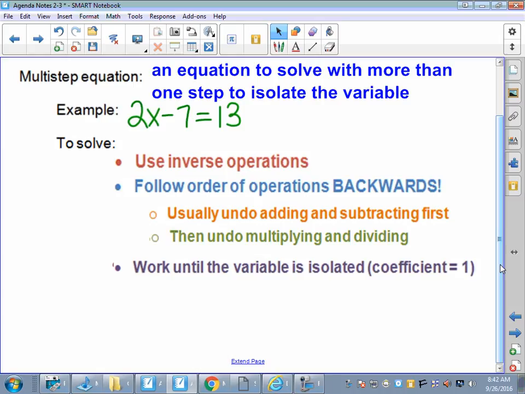In the example I wrote up above, the coefficient was 2, so we know we'd have to divide by 2. That would be last, so we'd start by adding 7 to both sides. Dividing by 2, we'd get a nice, neat answer.